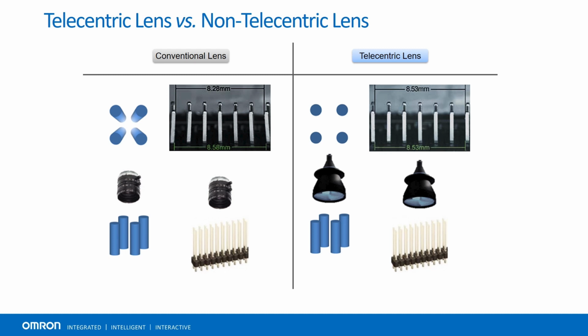This slide shows us how our measurements would be influenced if we use a conventional lens instead of a telecentric lens. If we attempt to measure the width between each end pin on the connector component, using a conventional lens we read 8.28 millimeters. We can see the distortion present along the edges. Using the telecentric lens, we read 8.53 millimeters and can verify there is no distortion present.